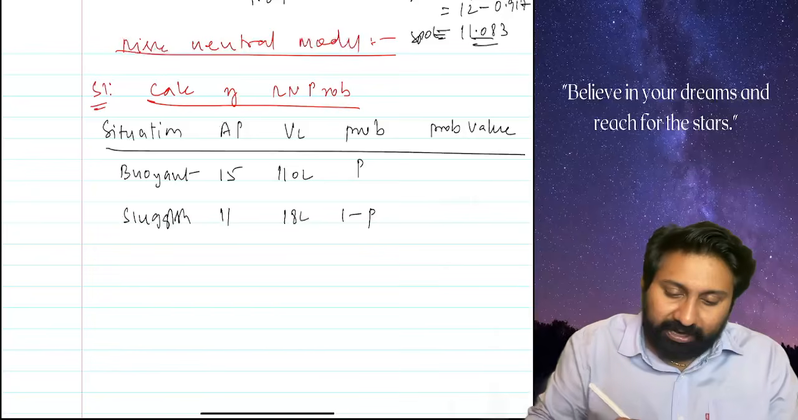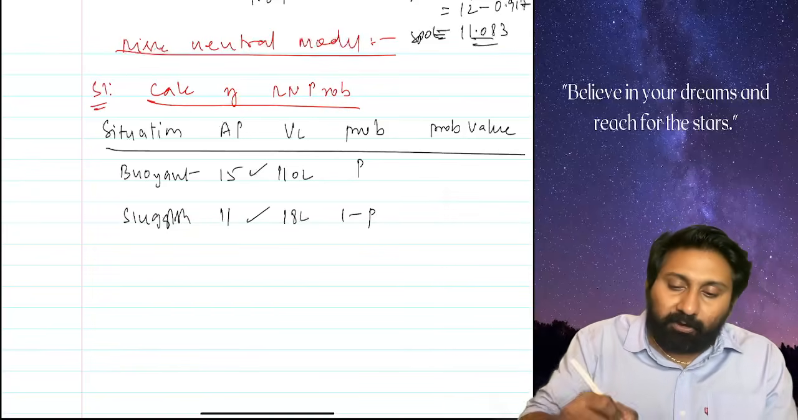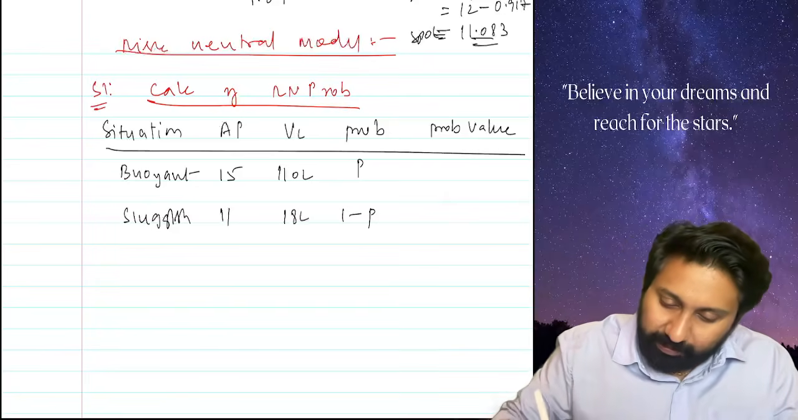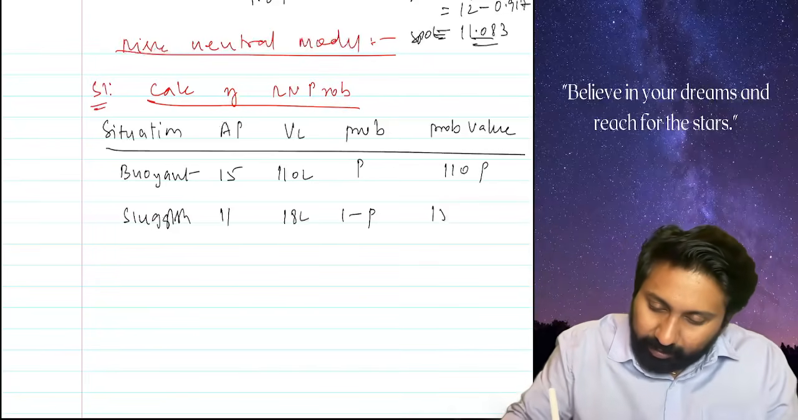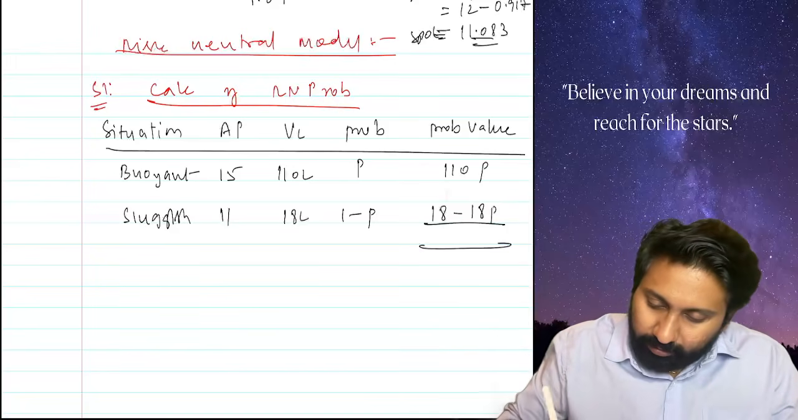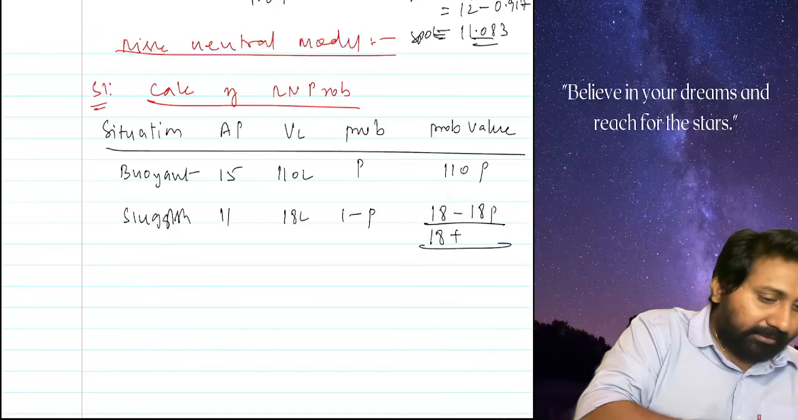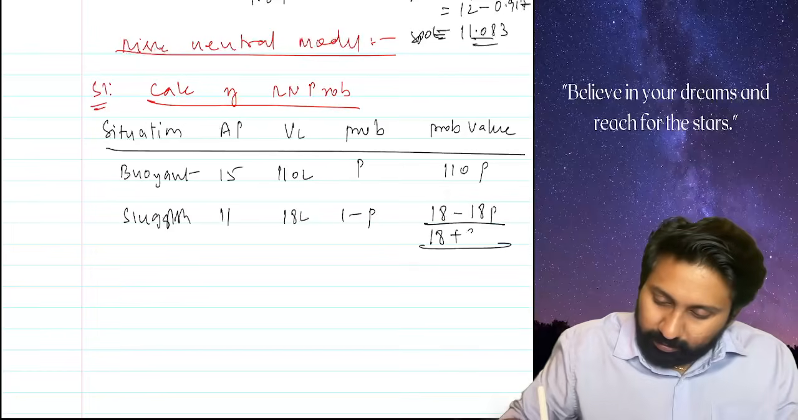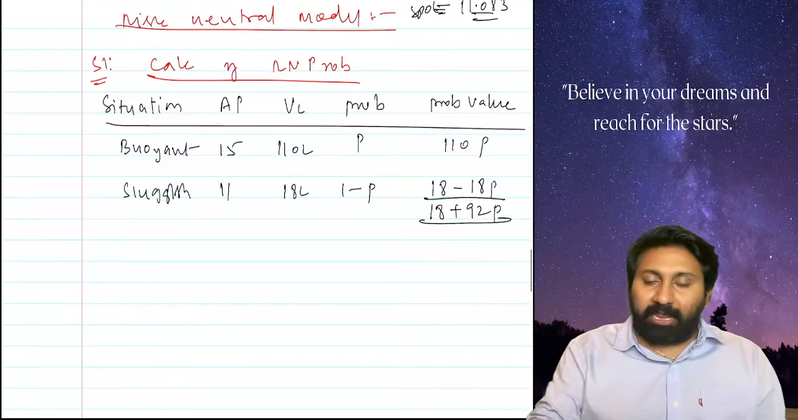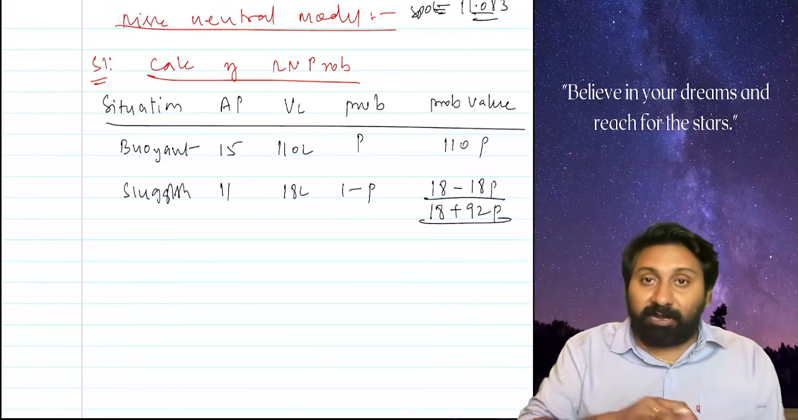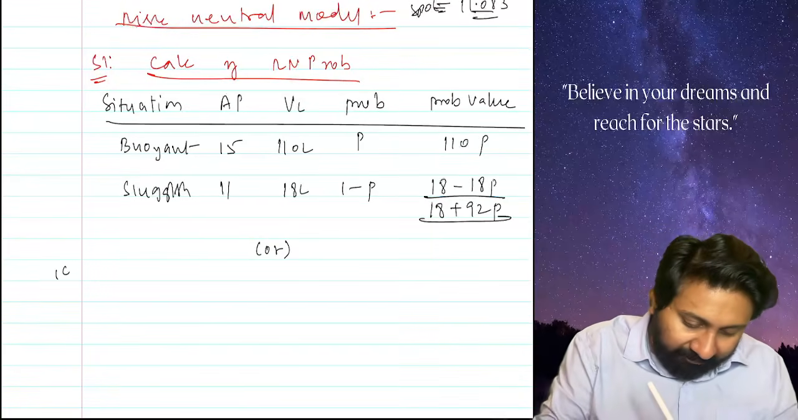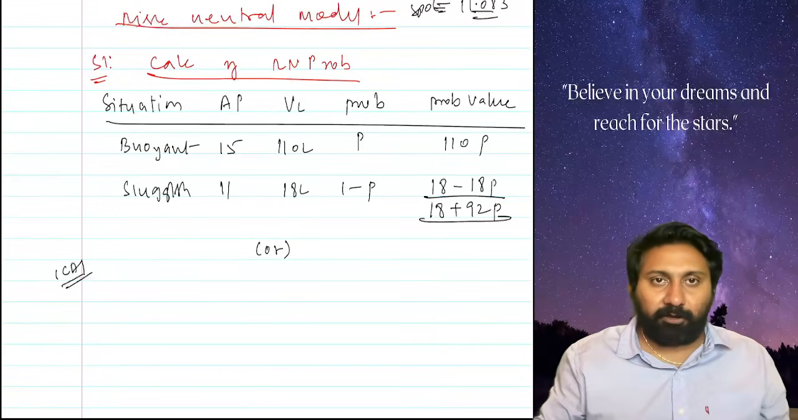We don't know the probability. P for the higher price, 1 minus P for the lower price. Risk neutral model, we are not here to discuss that now. So tell me, 110P, 18 minus 18P, total 18 plus 92P. Next, we calculated the probability. This is one way of doing it. There are two ways. ICA follows this model.